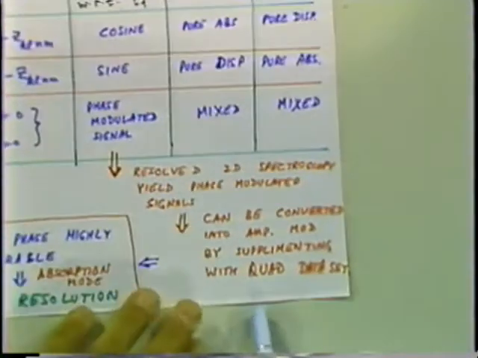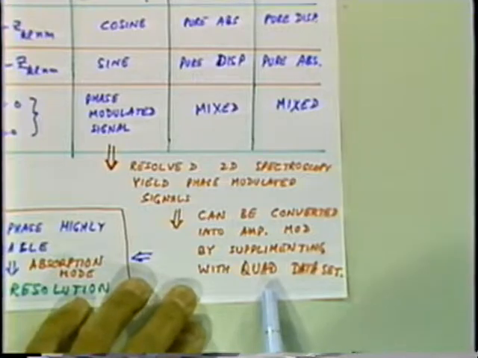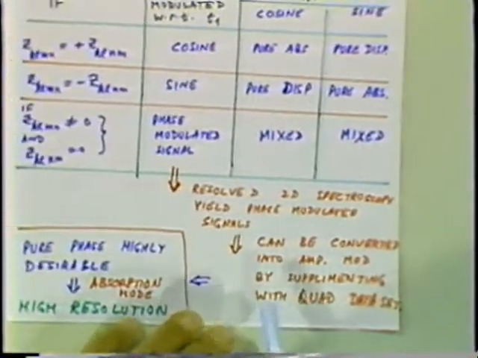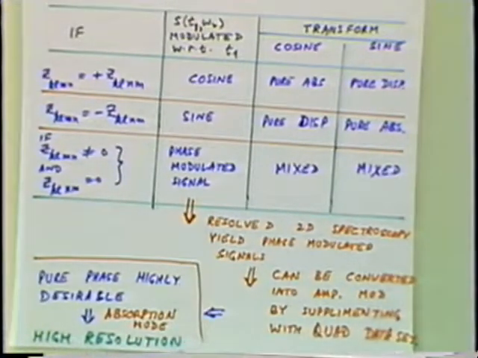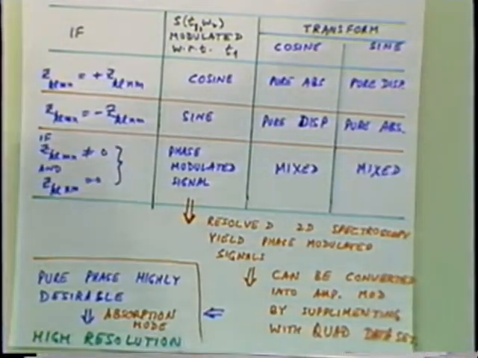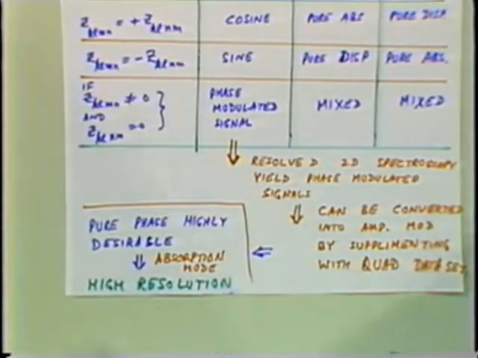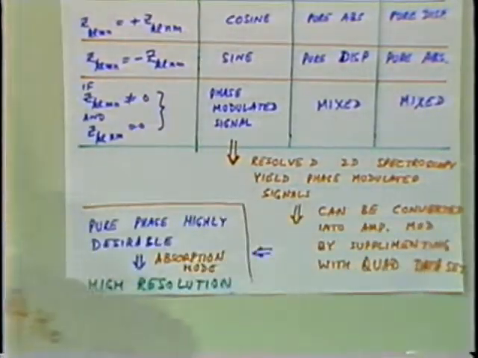So this can be supplemented with a quadrature data set. That means if this kind of thing happens, then you must start with the quadrature data set. Pure phase is highly desirable because absorption mode has high resolution.